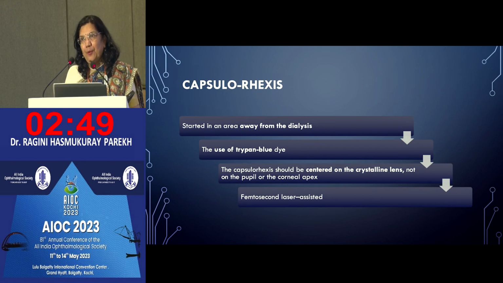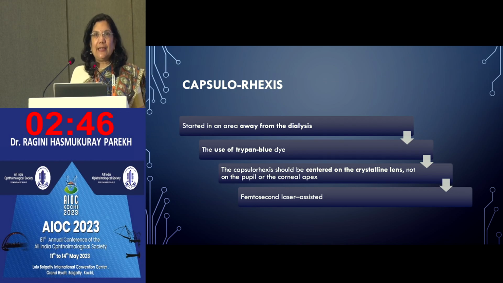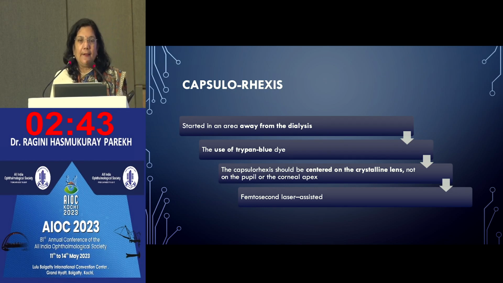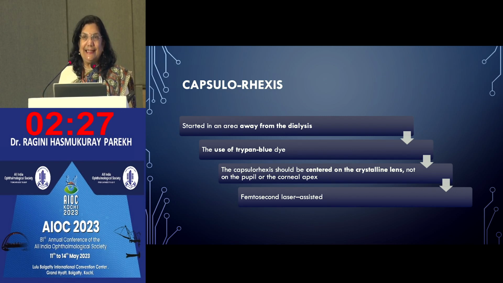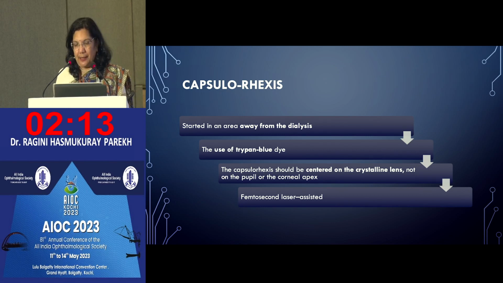Capsulorhexis is very important, and it is very, very difficult because the capsule has no tension, it is going to be lax. So you have to start it in an area away from the dialysis or the subluxation. Dye helps you in defining the capsule, and the use of Utrata's forceps. And one must remember that the lens is subluxated, so the CCC should be centered on the lens and not on the center of the pupil diameter, because anyway the subluxated lens, you are going to center it with a CTR ring. So these are the things that must be kept in mind.